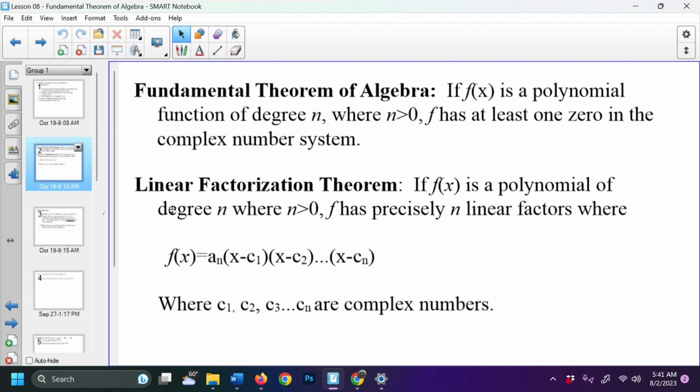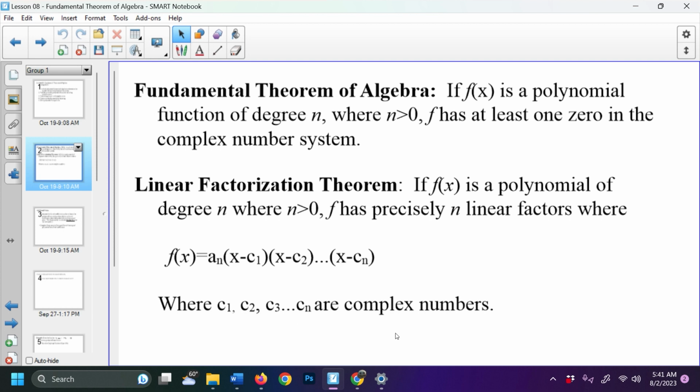A result of the fundamental theorem of algebra is the linear factorization theorem that says if f of x is a polynomial of degree n, where n is greater than 0, then f has precisely n linear factors, and that can be rewritten as f of x and then a product of linear factors with a possible coefficient out front. And we'll have an example about this later on, where all of these are complex numbers.